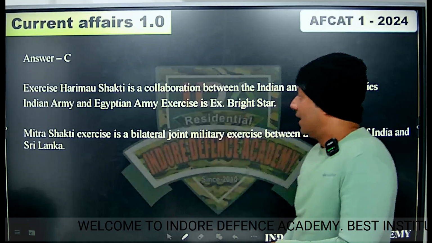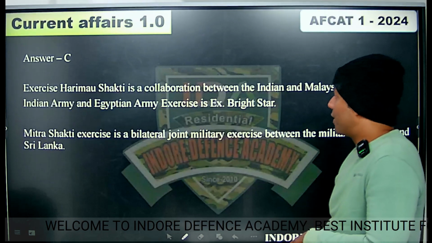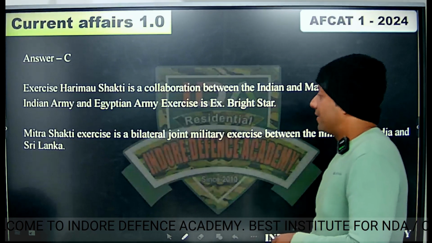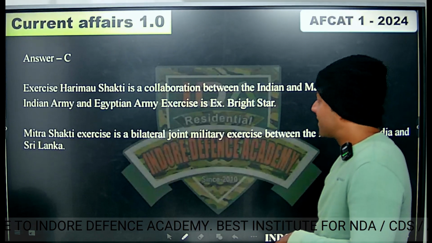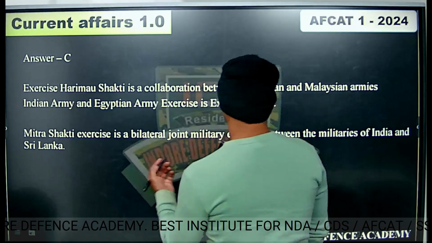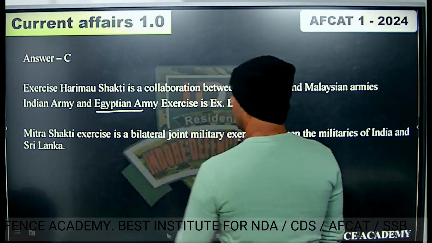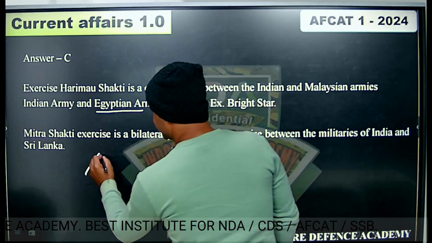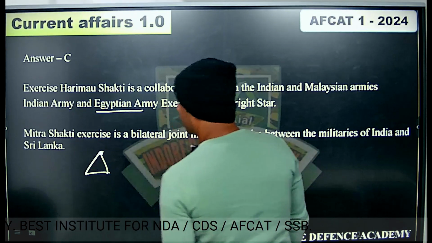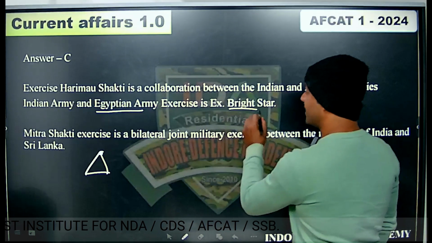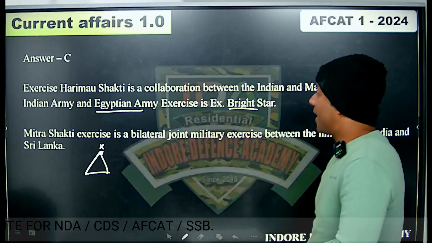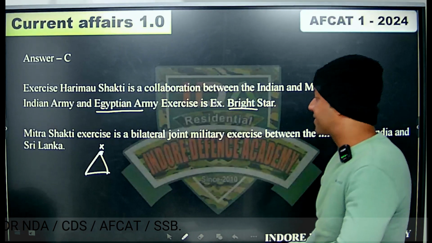Another option, the exercise Harimau Shakti is a collaboration between the Indian and Malaysian armies. Another option, the Indian Army and Egyptian Army exercise is Bright Star. There are pyramids in Egypt, and the vertex of a pyramid is always bright. So the Indian Army and Egyptian Army exercise is Bright Star.